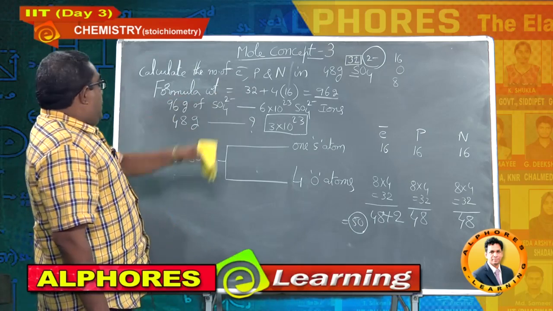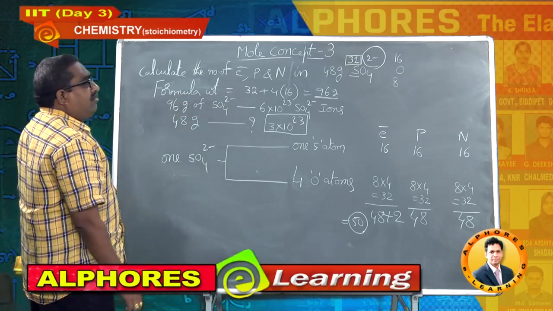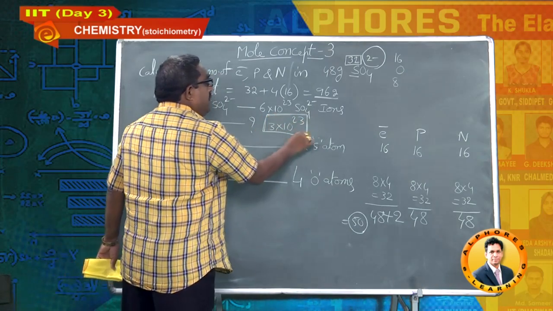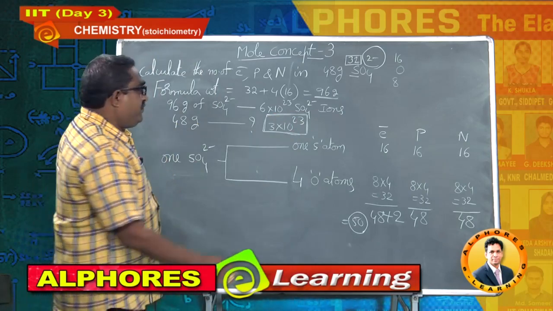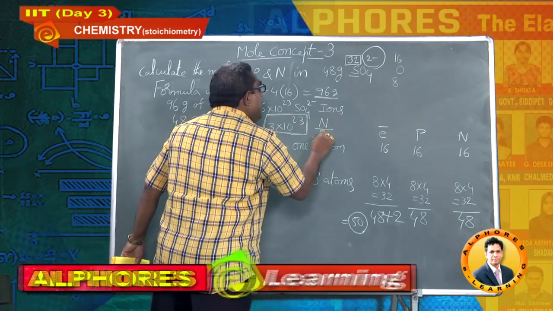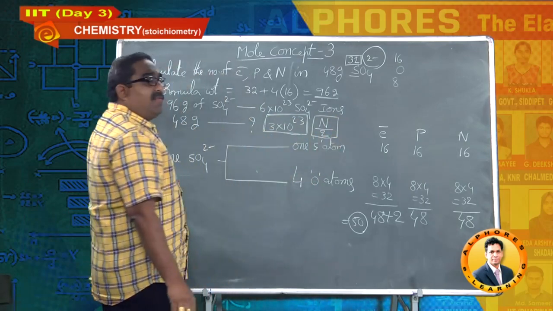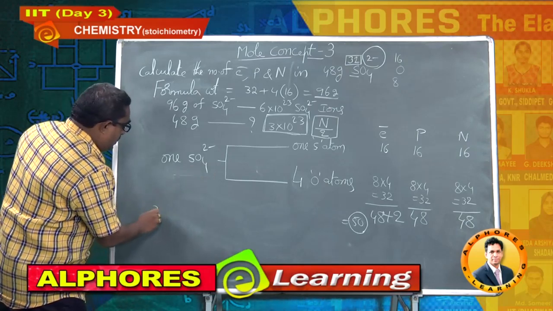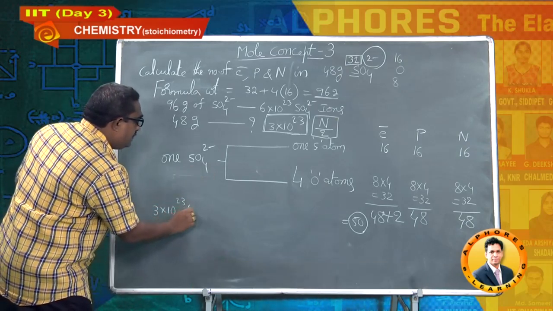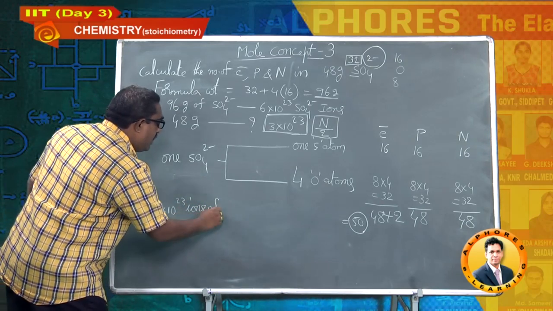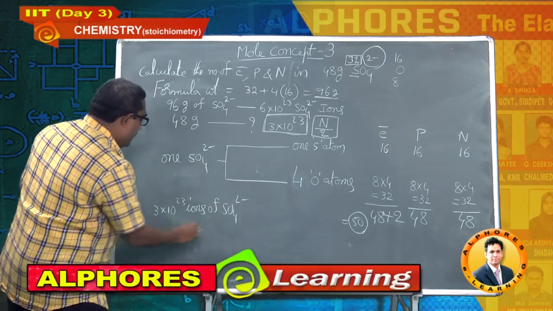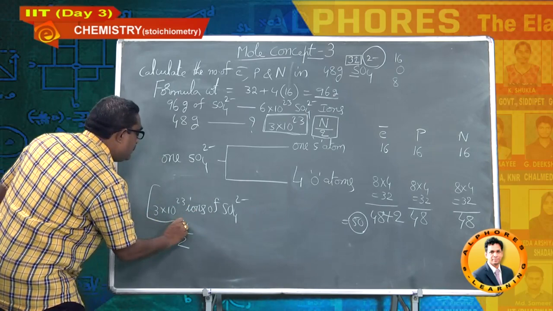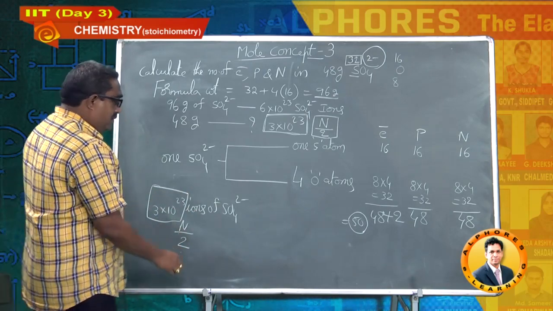Now how many such ions are there? We got it as 3 into 10 power 23 ions of sulfate. Simply we can write this as n by 2 number of ions. I am writing here, note it down clearly. 3 into 10 power 23 ions of sulfate, or simply you can also write n by 2 instead of this.